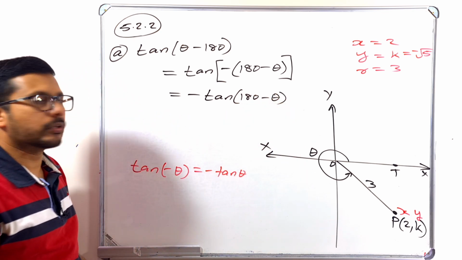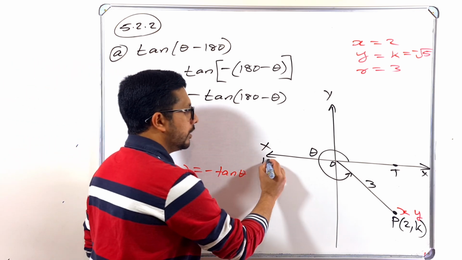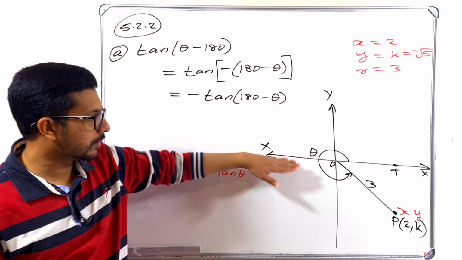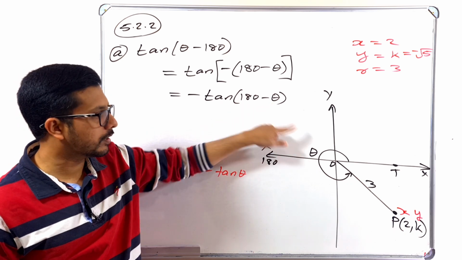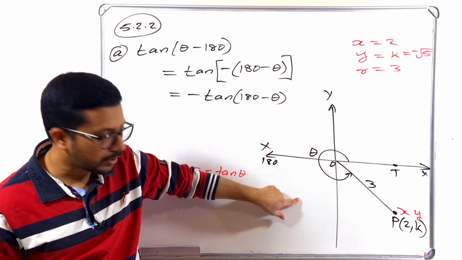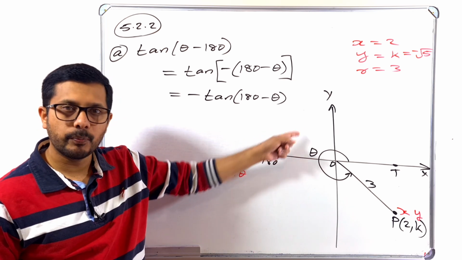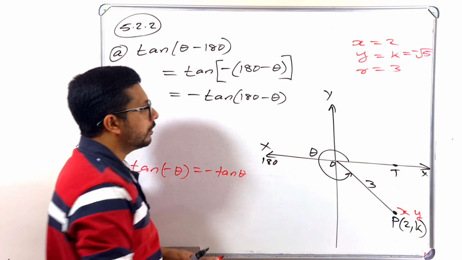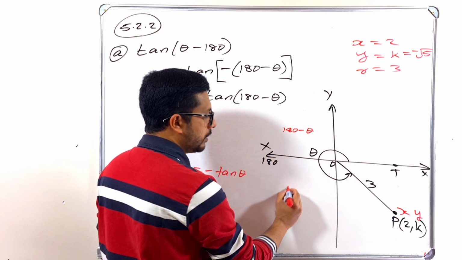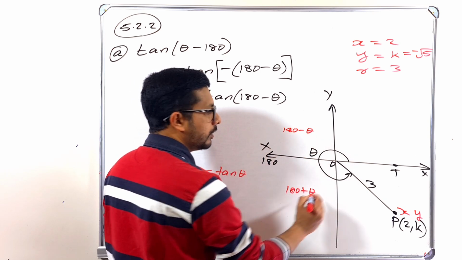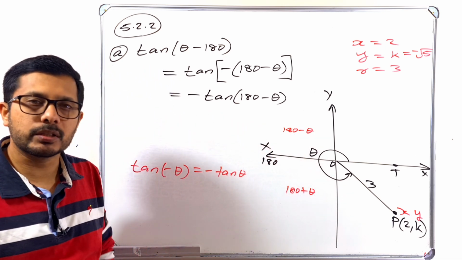So here we can write it as this minus outside, minus tan 180 minus theta. Okay, so 180 minus theta is in which quadrant? You know, this is 180. 180 minus theta means it's on the second quadrant. Am I right? This is the third quadrant, how can you write? 180 plus theta. Here it is 180 minus theta, and this is 180 plus theta. So 180 minus theta, second quadrant.